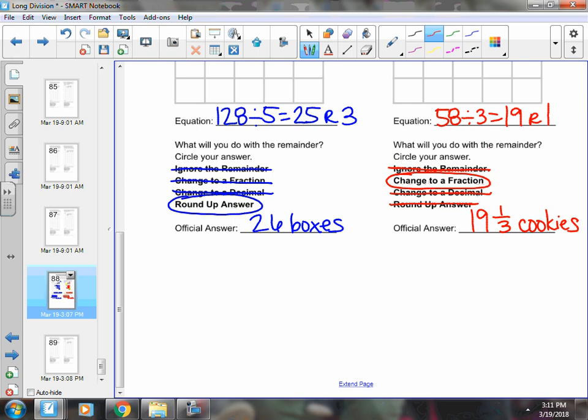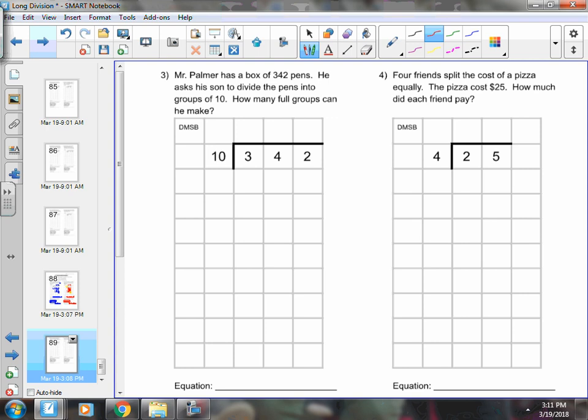Okay, moving on to the back. Mr. Palmer has a box of 342 pens. He asks his son to divide the pens into groups of 10. How many full groups can he make?